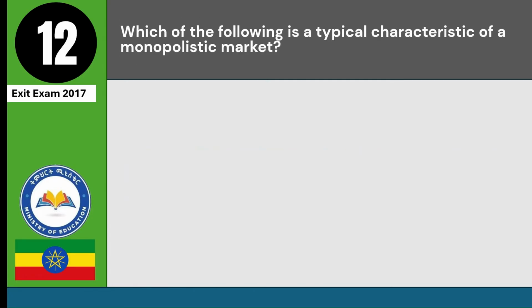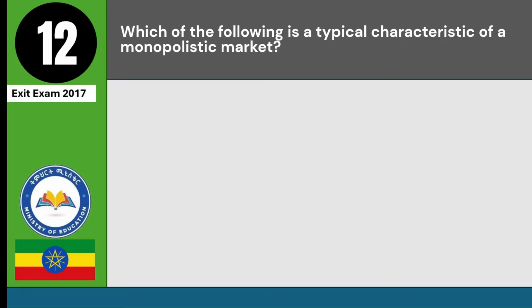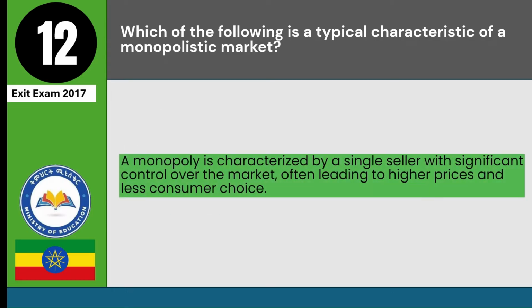Which of the following is a typical characteristic of a monopolistic market? A. Many sellers. B. Easy entry and exit. C. Single seller. D. Perfect information. Answer: C. A monopoly is characterized by a single seller with significant control over the market, often leading to higher prices and less consumer choice.